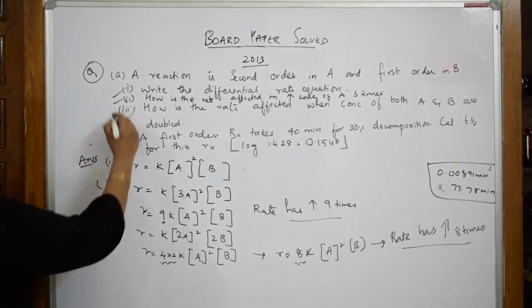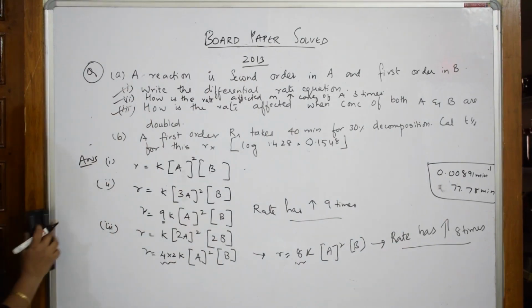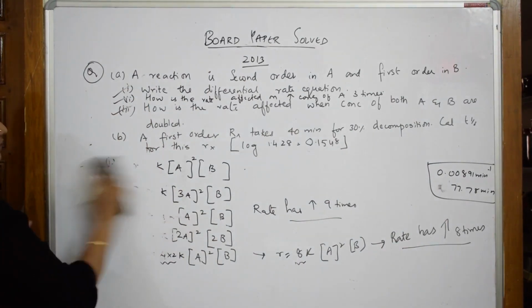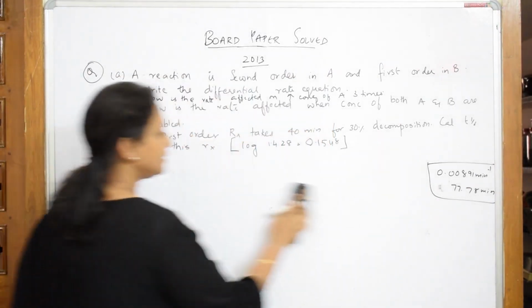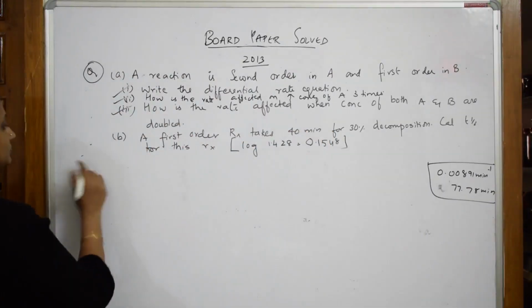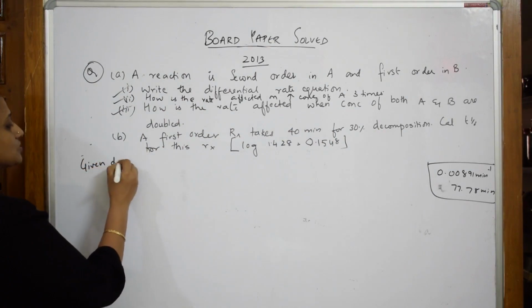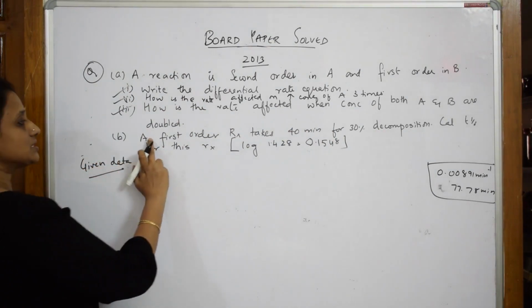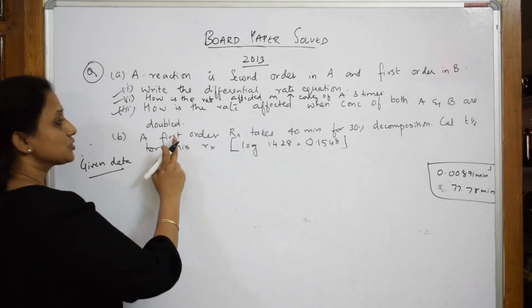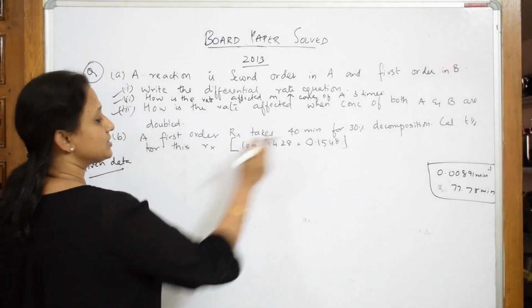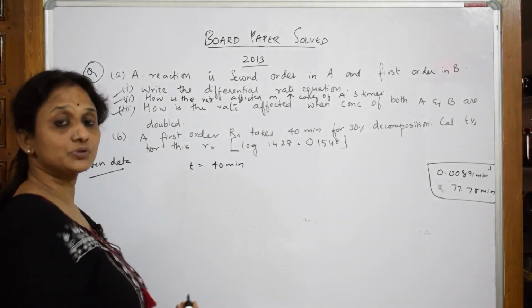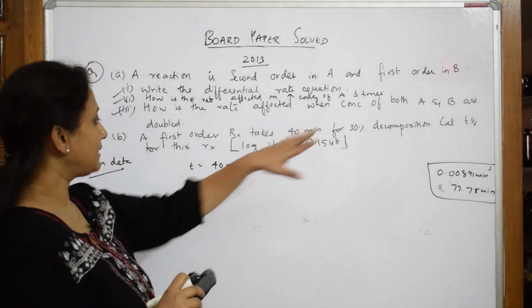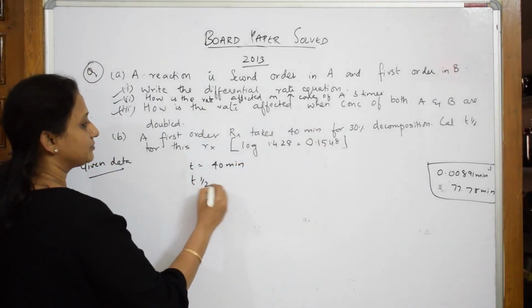I've completed the first part. Let me do the B part now. So when I come back to the B part, first let us read what is given to us, and then we'll start. So let us write the given data. What is given to us? They've given us a first order rate equation, correct? First order rate equation, 40 minutes is given. T is 40 minutes. How much is decomposed? 30% is decomposed. I have to calculate T half for this.